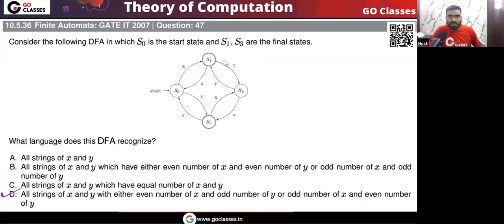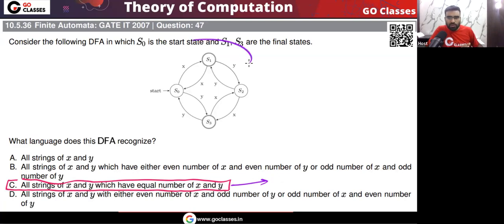A student is asking, is it possible to create a DFA for option C? The answer is no, because option C is saying all strings of X and Y which have an equal number of X and Y. Let me tell you that this is actually not regular. For this, you can never create a DFA. Actually, for this, no DFA exists.